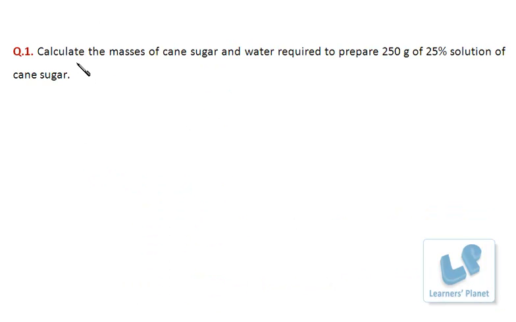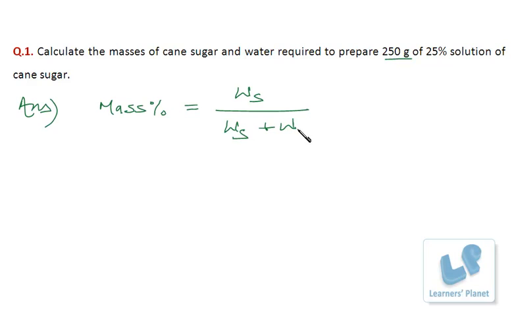The question says, calculate the masses of cane sugar and water required to prepare 250 gram of 25% solution of cane sugar. Now what is the formula? Mass percent is equal to the mass of sugar divided by the mass of sugar plus water, multiplied by 100. Now we are provided with the mass percent, which is 25%. That is equal to the mass of sugar, which we don't know, but we know the mass of solution.